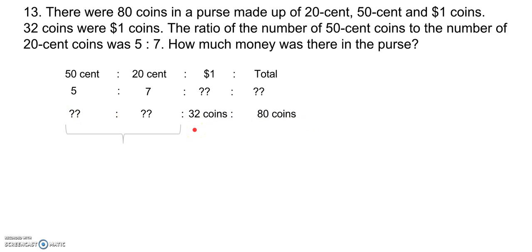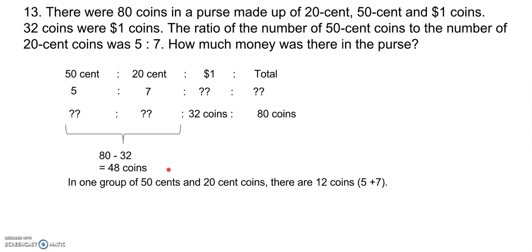Yes, you can. All you need to do is subtract the number of $1 coins from the total number of coins, which is 80, and you have 48 coins. And these 48 coins represent the number of 50-cent and 20-cent coins. In one group of 50-cent and 20-cent coins, there are 12 coins. 5 plus 7. You see this, right? Now, they are all together.